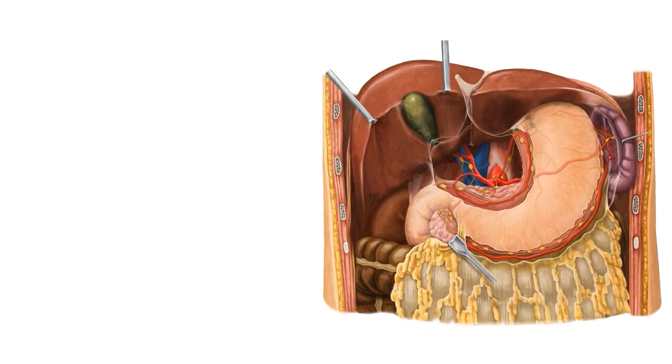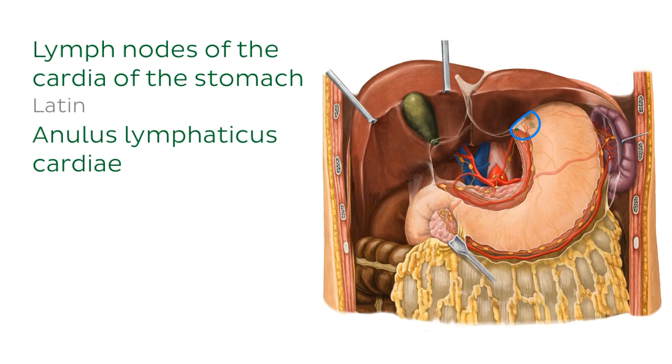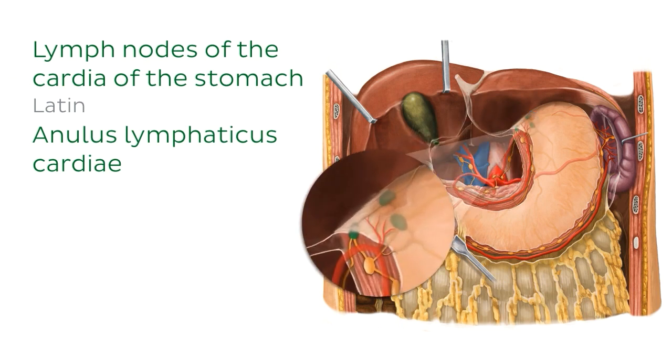We'll make a start here at the cardia of the stomach. The liver has been pulled aside so you have a clear view of the superior parts of the stomach. This region is a small depression close to the junction between the stomach and esophagus, and as we can see if we take a closer look, it has its own set of lymph nodes highlighted here in green that will be draining into the celiac lymph nodes.